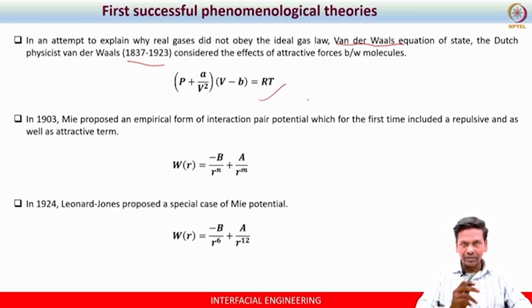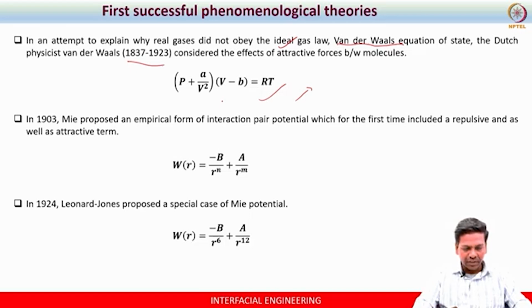This was the first theory that came into existence for predicting the PVT relations of real gas. It was modified from the ideal gas law, and in this equation two aspects were covered. One is the attractive force between molecules, and another one is the excluded volume concept. So the attractive force between molecules was first proposed by van der Waals in his equation of state.